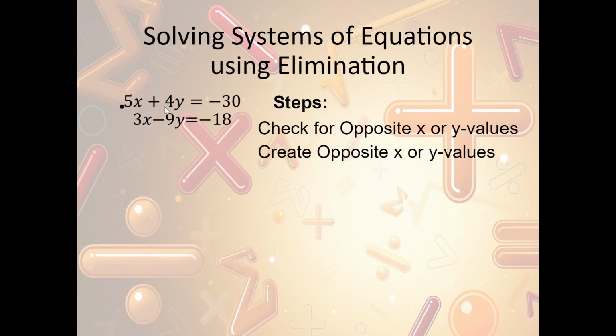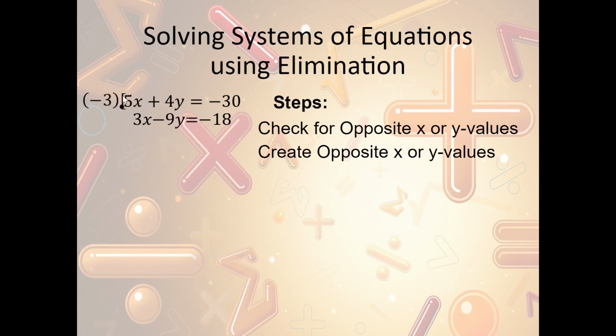And I can't multiply 4 by anything to get 9. So I'm actually going to have to multiply both of the equations now. So I can pick either the x values or y values. Now the y values are going to get really large if I start multiplying by 9. So I'm going to use my x values.